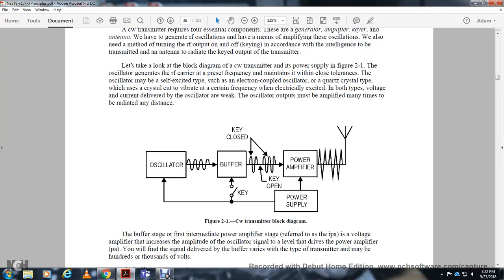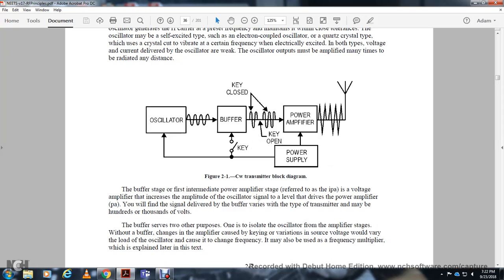So you have your oscillator signal going to the buffer, then the key closed and open, the power amplifier, the antenna, and the power supply running from the oscillator on to the buffer. The buffer stage, the first intermediate power amplifier stage, referred to as the IPA, is a voltage amplifier that increases the amplitude of the oscillator signal level to drive the power amplifier. The signal delivered to the buffer varies with the type of transmitter, and may be hundreds or thousands of volts. The buffer serves two other purposes: one is isolating the oscillator from the amplifier stage. Without the buffer, keying variations in source voltage would vary the load on the oscillator and cause a change of frequency, maybe with the frequency multiplier explained later in the chapter.